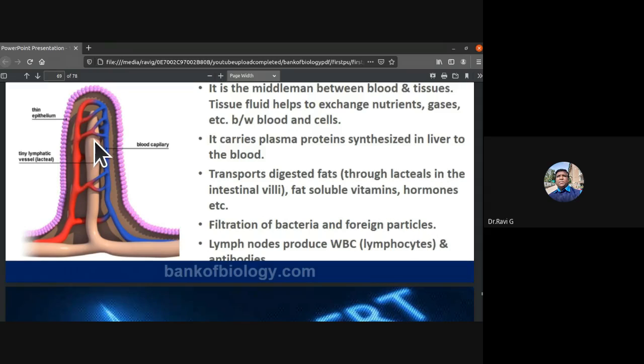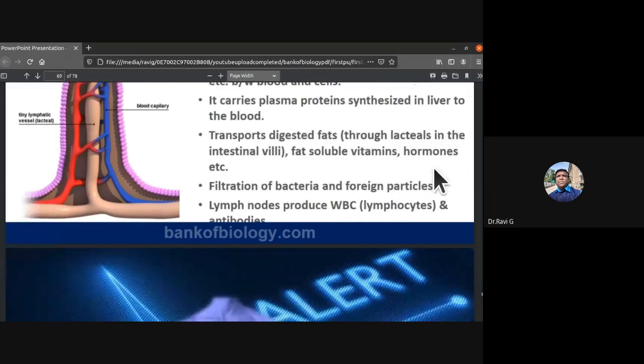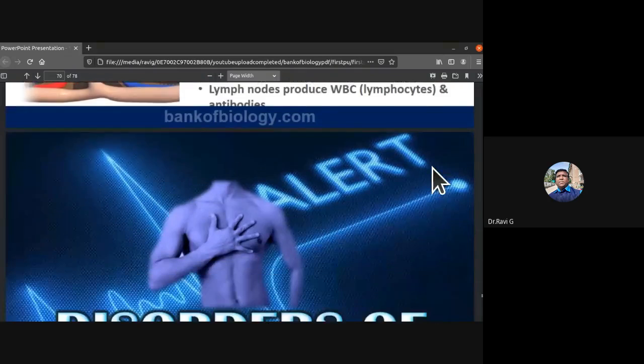Lymph brings about the filtration of bacteria and foreign particles. Lymph nodes produce WBC, the lymphocytes, as well as antibodies.